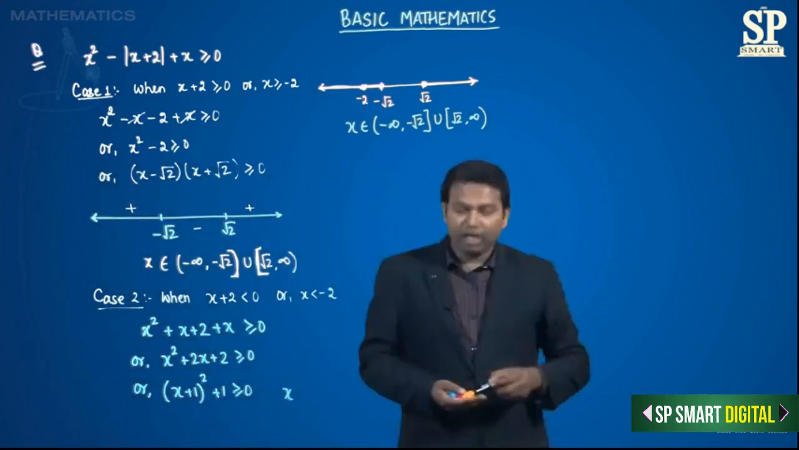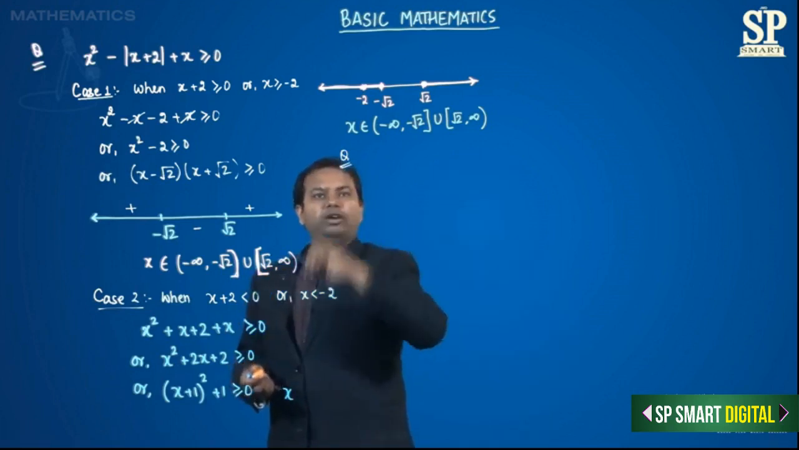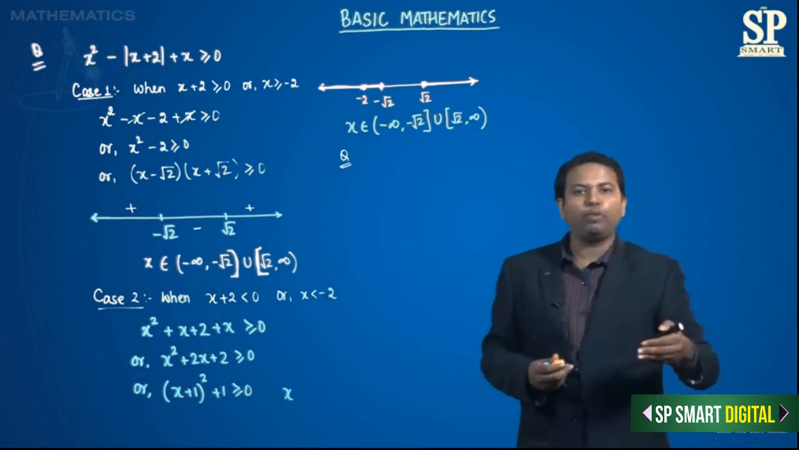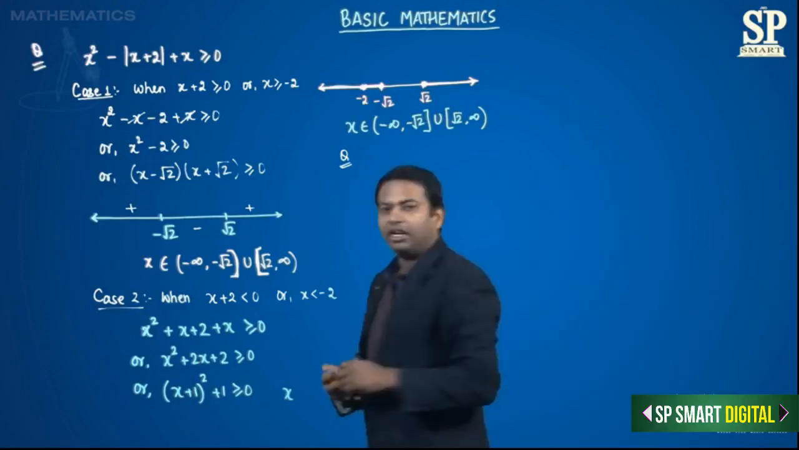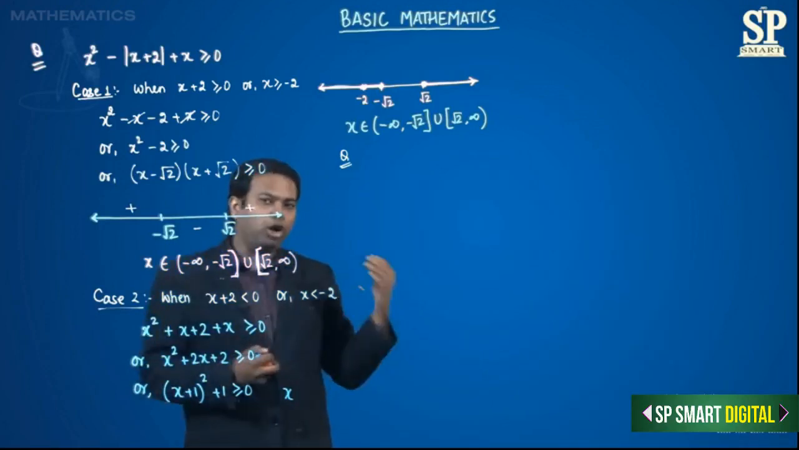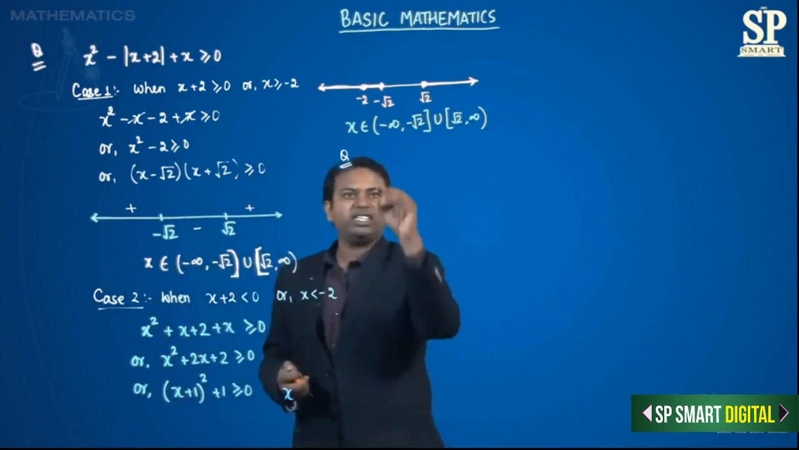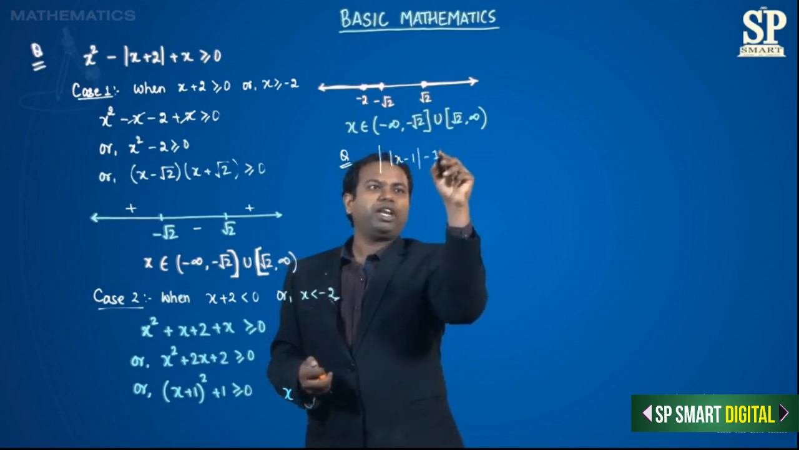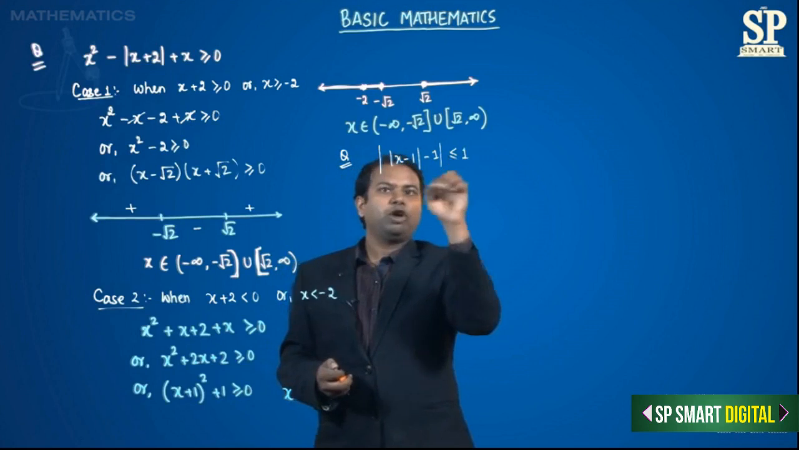Now after this, let me solve another question using the properties of modulus. We have just now seen two properties. Property 1, when modulus of a is less than r, and the second property, when modulus of a is greater than r. So here the question is, find those values of x for which the following inequality holds.